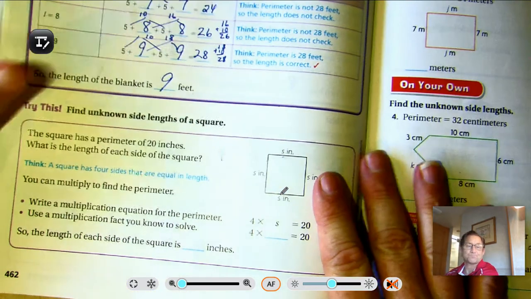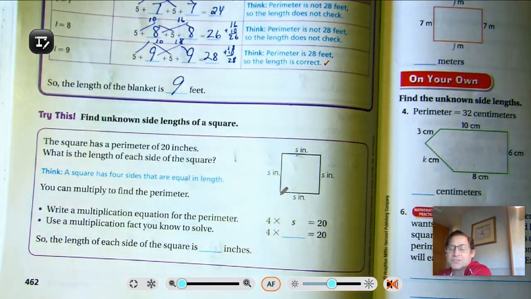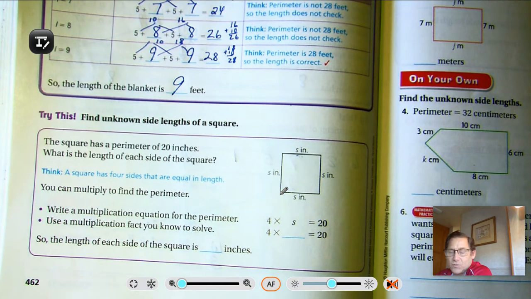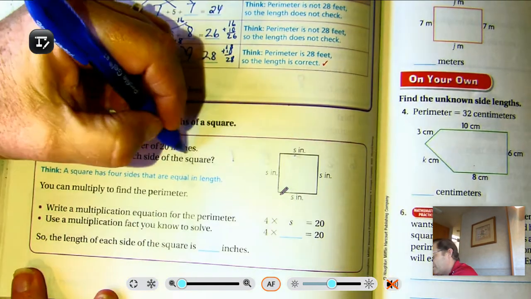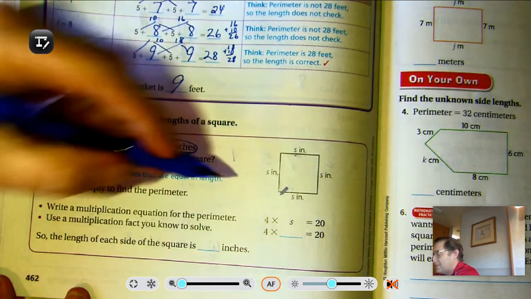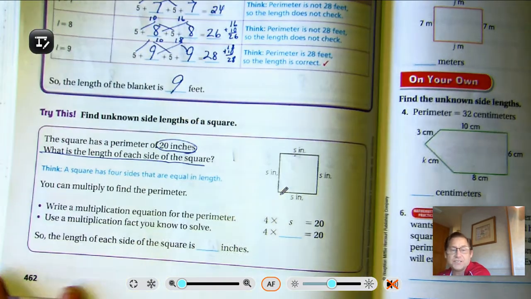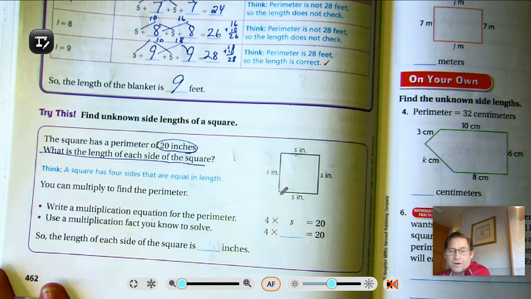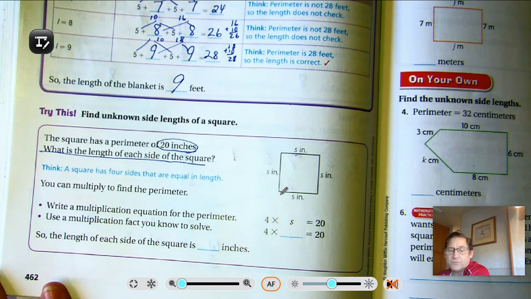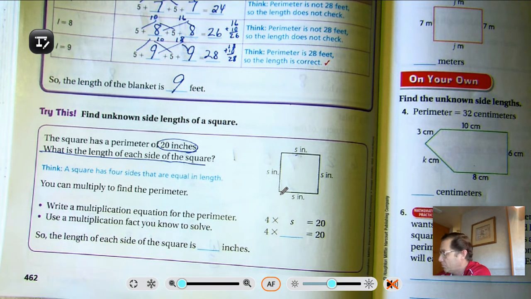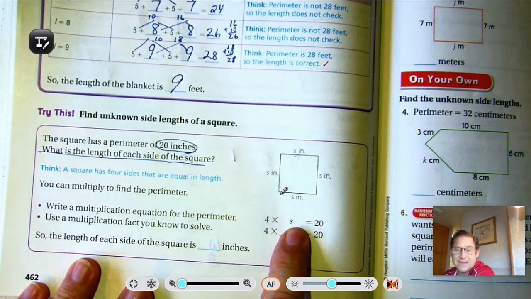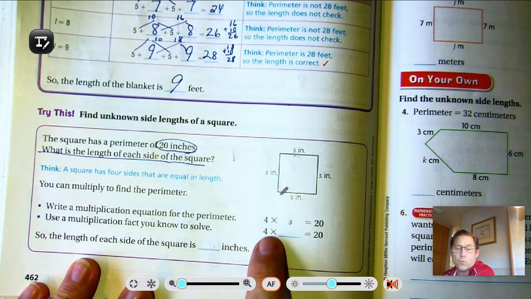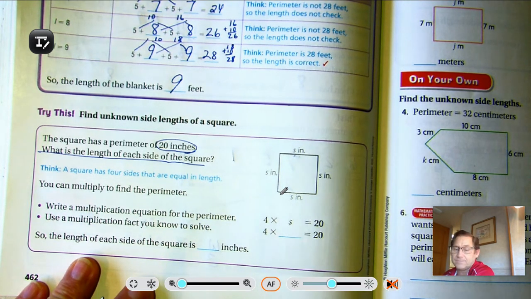All right. Find the unknown side lengths of a square. This is a little easier to do. A square, all 4 sides have to be equal. So this square has a perimeter of 20 inches. What is the length side of each square? Each side of the square. So remember, this square has 4 sides that are equal in length. So we can multiply to find the perimeter in this case. So we would go 4 times the length of the side equals 20. 4 times what is 20?